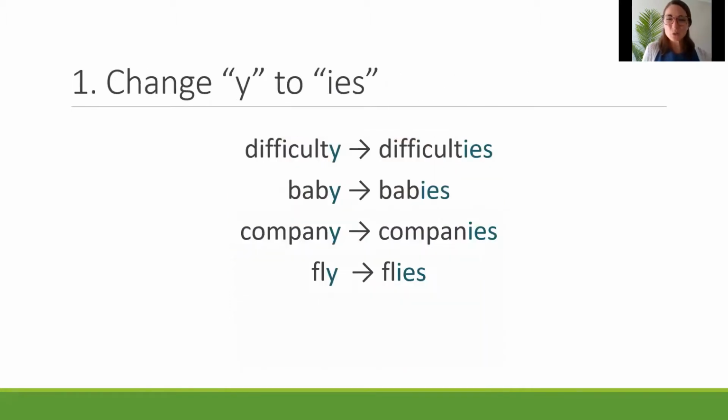Let's get started with our first rule today, which is change the Y to IES. So if you have a word that ends in Y, like difficulty, and you want to make it plural, you're going to take the Y off and you're going to add an IES instead. So difficulty becomes difficulties. One baby turns into 2 babies. One company turns into 2 companies. And the same even with the word fly. Just because it doesn't sound like the E sound like we heard in difficulty, baby, company, fly still ends in the Y. And so to make it plural, flies, we change the Y to IES.